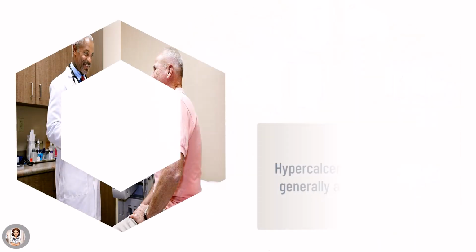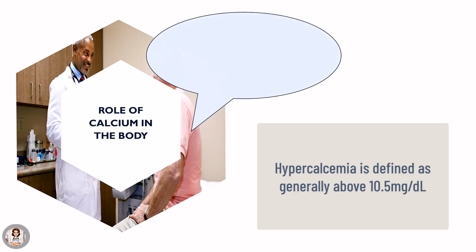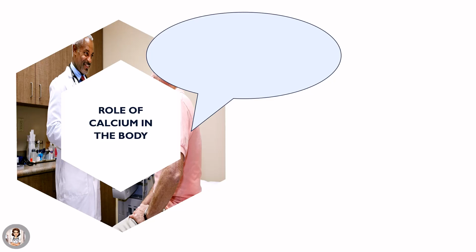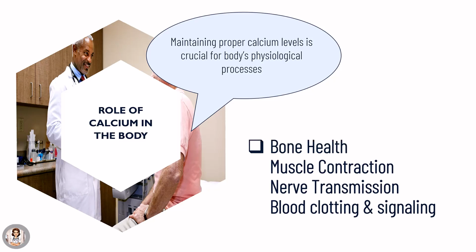Hypercalcemia is defined as a high level of calcium in the blood, generally above 10.5 milligrams per dL. Small increases above normal levels have severe effects, so early detection is critical. Calcium plays a vital role in bone health, muscle contraction, nerve transmission, blood clotting, and cellular signaling. Maintaining proper calcium levels is crucial for these physiological processes.